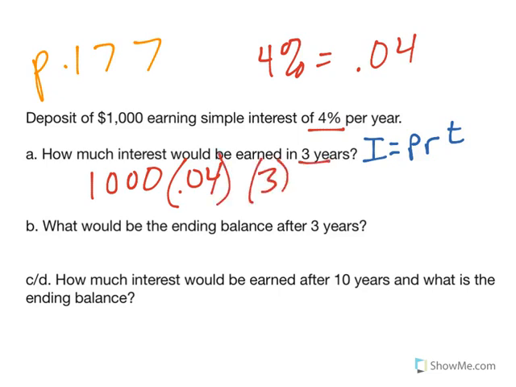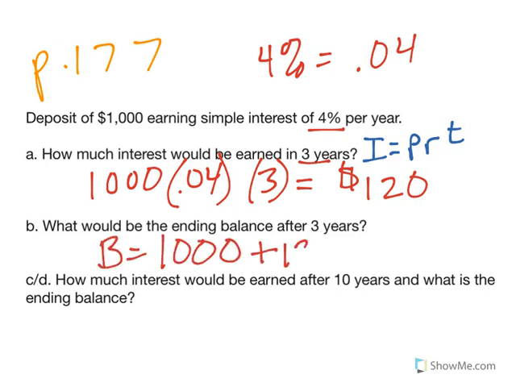This is 3 years. So if I multiply 1,000 times 0.04 times 3, my interest that I will earn in 3 years is $120. Now the balance after 3 years, well, remember, the balance is what we started with plus the interest that we earned. So after 3 years, we will now have $1,120 in our account.